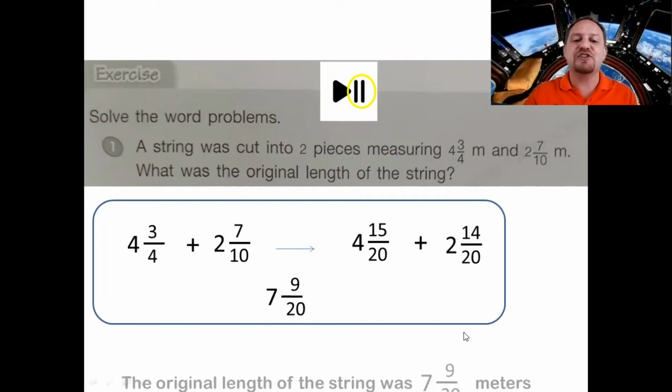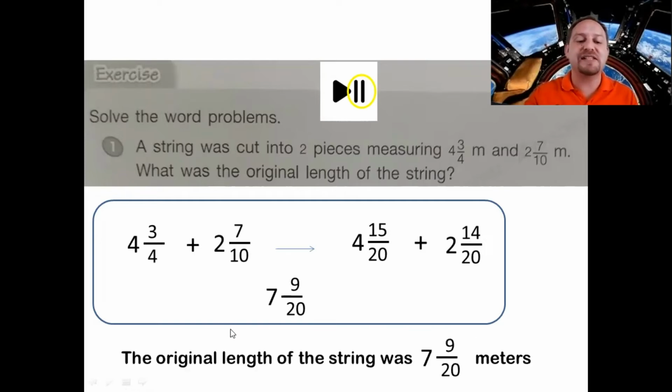And students, your sentence answer should say something like this. The original length of the string was 7 and 9 over 20 meters. Please make sure you show your method inside the box and you write the sentence inside the box.